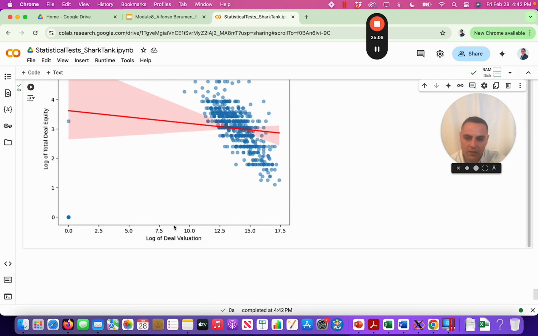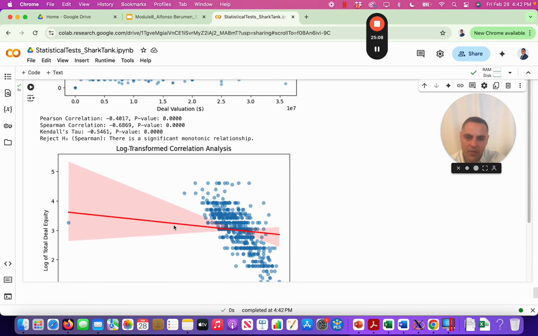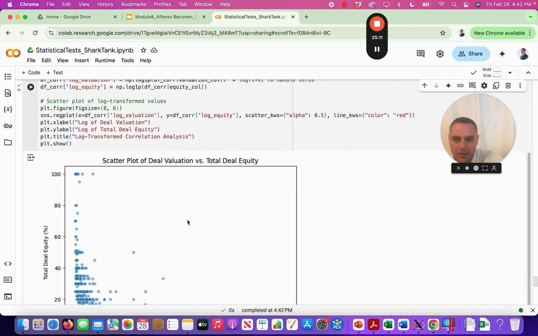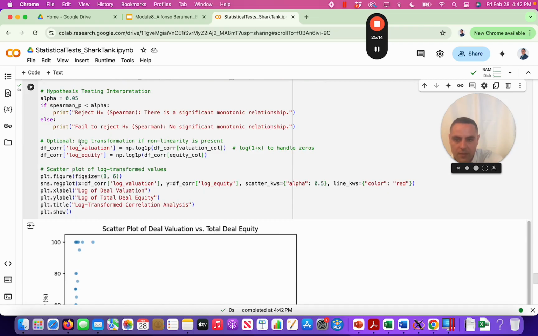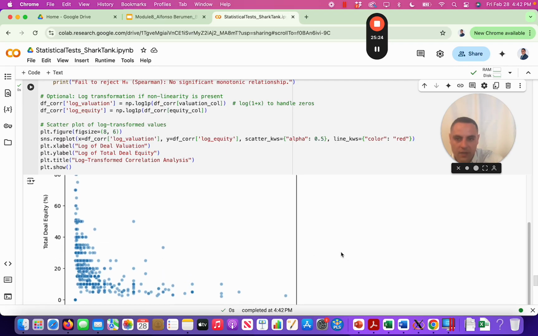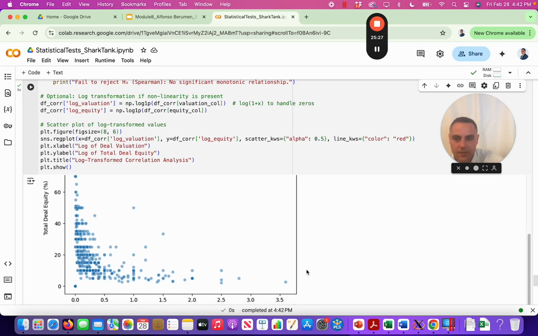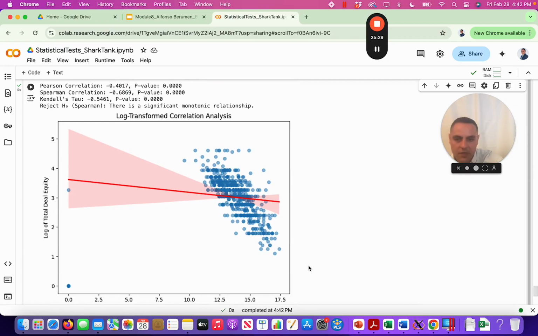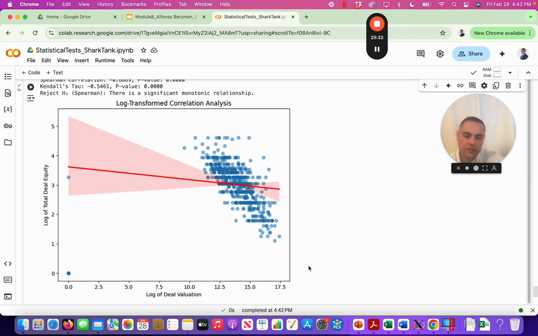We also might look at doing a log transform of the data. So there's a plot there as well. And that's really if we have nonlinearity present, which in this case doesn't really appear to be linear, right? So we can look at a log transform as well and take a look at that. And basically what it does still confirm to us is that as the deal valuation increases, the total deal equity goes down, or there's a negative relationship between those two variables.